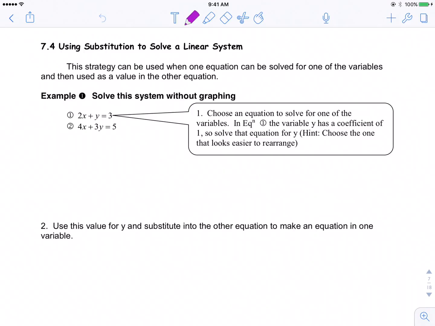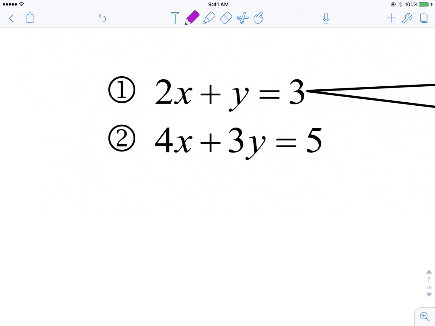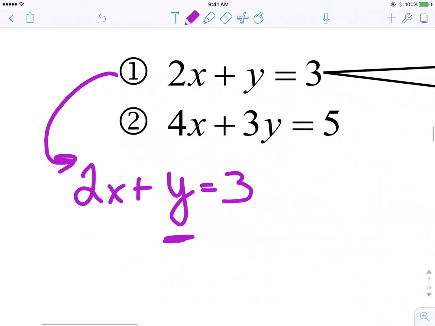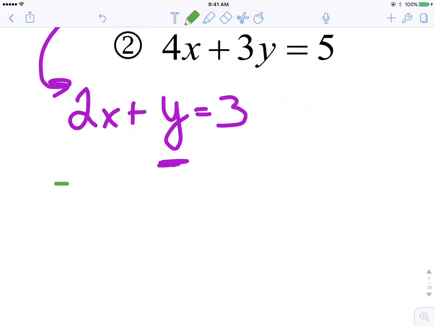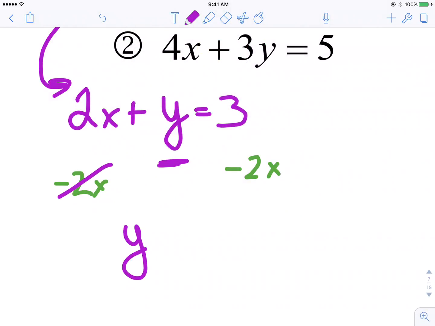Because this y has a coefficient of 1, it's easy to rearrange this equation. So the first step is I take that equation, 2x plus y is equal to 3, and I want to rearrange and isolate for y. That means I'm going to subtract 2x here, and because I do it on this side of the equal sign, I do it on the other side of the equal sign. That gives me y, because these will cancel, is equal to 3 minus 2x.